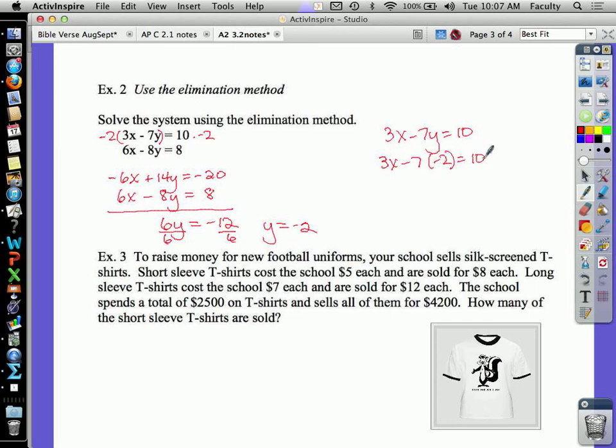And I'm plugging in that y is equal to negative 2. So I get 3x plus 14 equals 10. 3x equals negative 4. Divide by 3. X equals negative 4/3. So Hannah, what was step 4? Awesome. Okay, the last thing you want to do is make this an ordered pair.